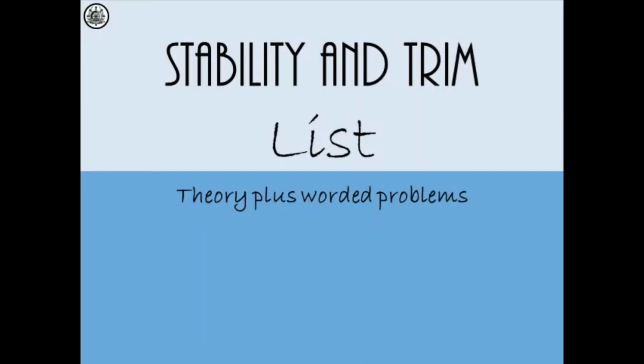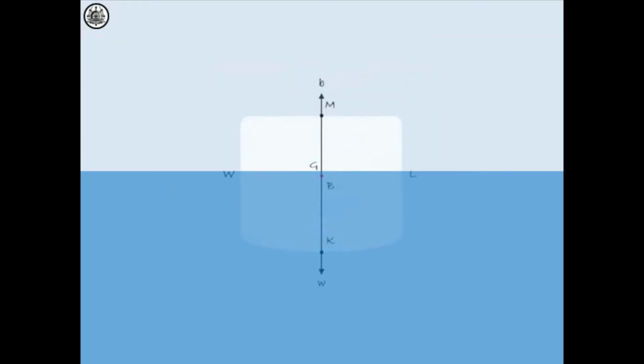Stability and trim. List. Theory, plus worded problems. Consider a ship floating upright. Its center of gravity and center of buoyancy are on the same line. The resultant moment about the center of gravity is equal to 0, and the resultant force acting on the ship is also equal to 0.